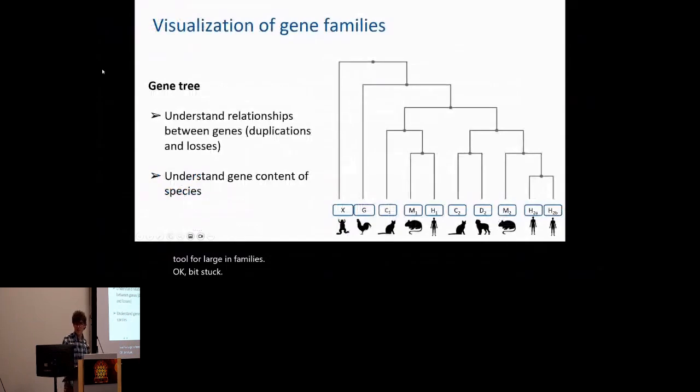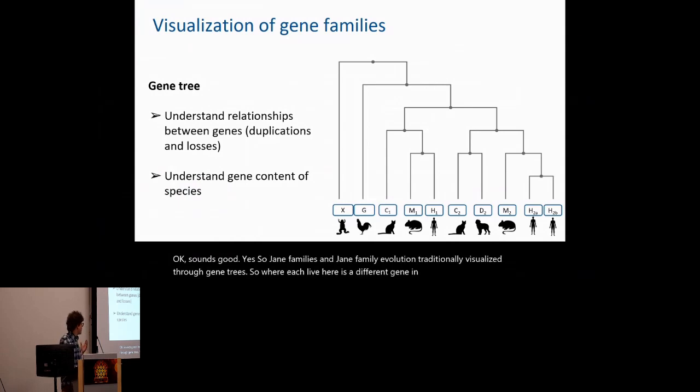Gene families and gene family evolution are traditionally visualized through gene trees, where each leaf is a different gene in different species, and these gene trees can teach us about gene family evolution. For example, from looking at this gene tree, we can identify two different duplication events that I show here as stars, and we can also see that in the dog, one part of the duplicated gene subfamilies is present, while the other copy has been lost. So that's what we can understand from gene trees.